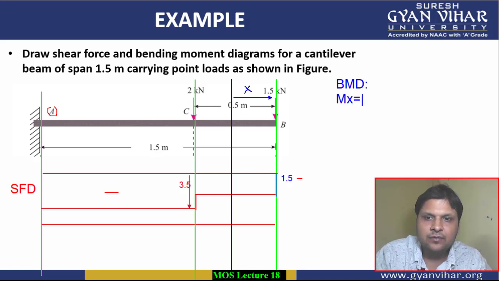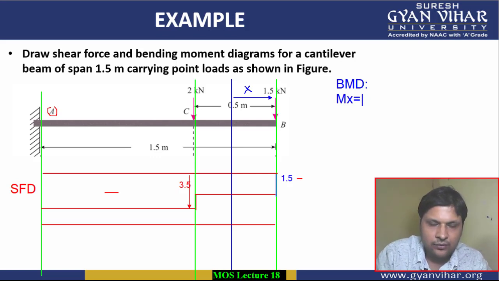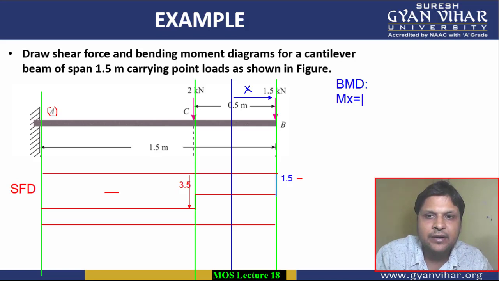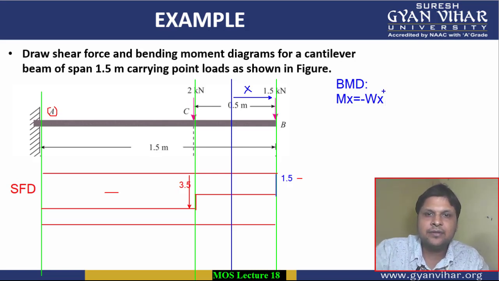Mx is equal to the load that is acting. It will be negative. Why? Because it is going downwards, it is going clockwise on the right hand side. Therefore we will take a negative symbol: minus w into x. Now, since x is there, its value will vary across the section of the beam.